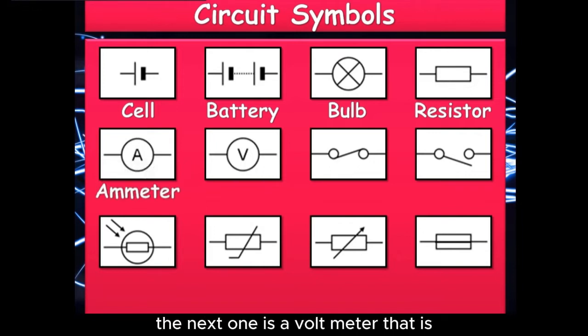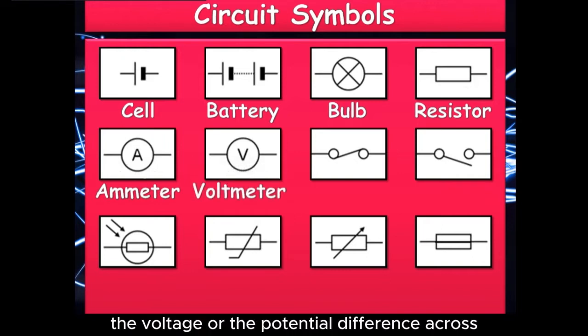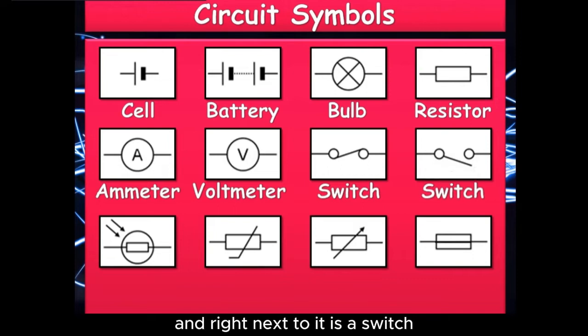The next one is a voltmeter that is used to determine the voltage or the potential difference across a circuit. The next one is a switch, but it is a closed switch, and it represents that current can flow through this switch. And right next to it is a switch, but that is an open switch, and that indicates that no current can flow through this switch in this situation.